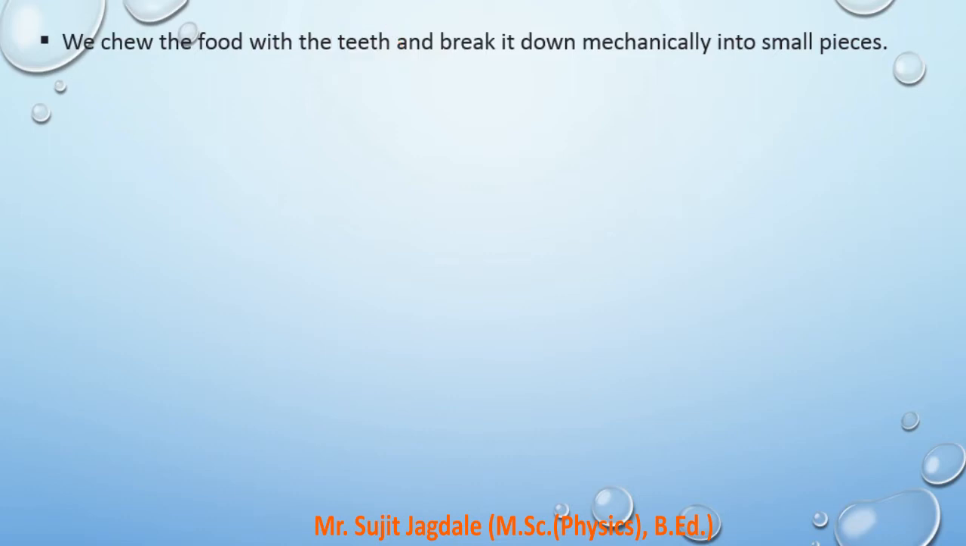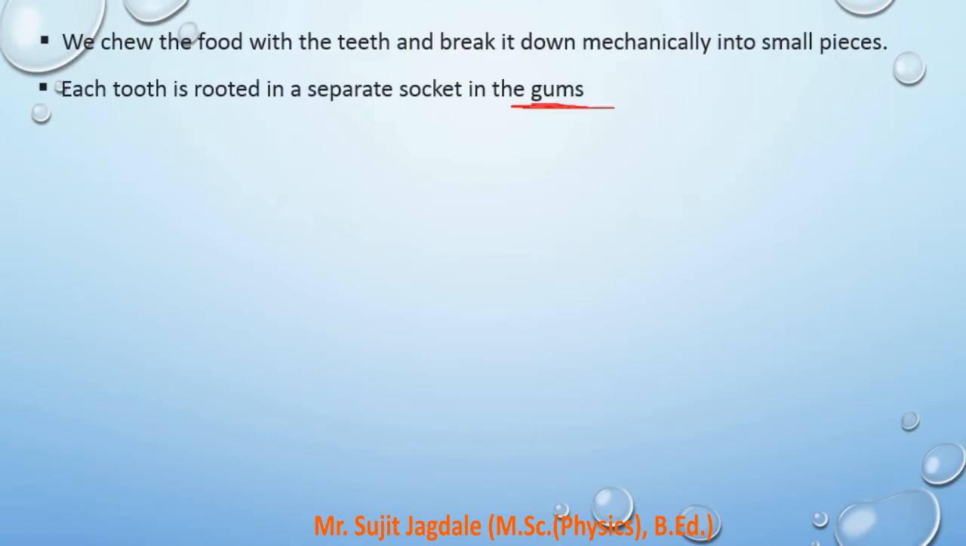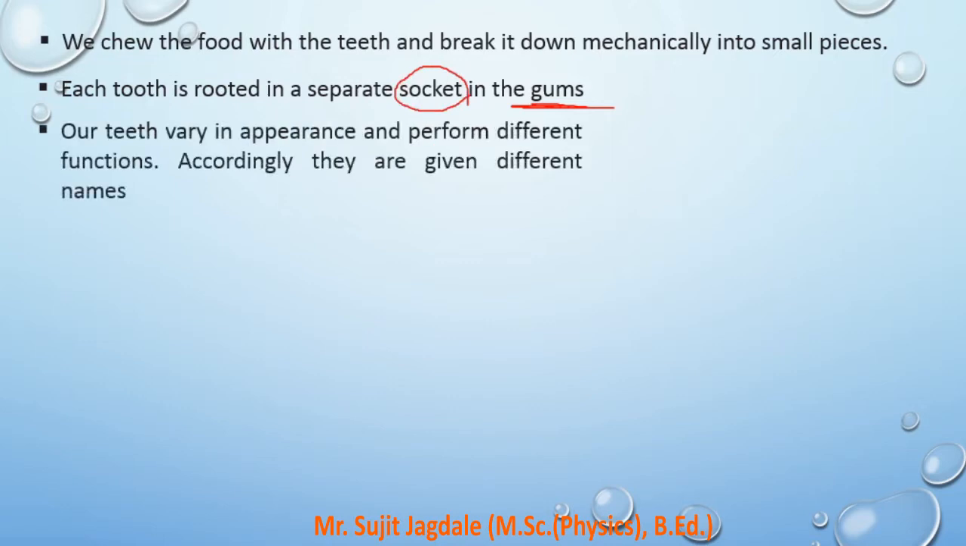Now here each tooth is located or rooted in a separate socket with the help of gums. Each tooth varies in appearance and their functions are different, and according to their functions they have different names.